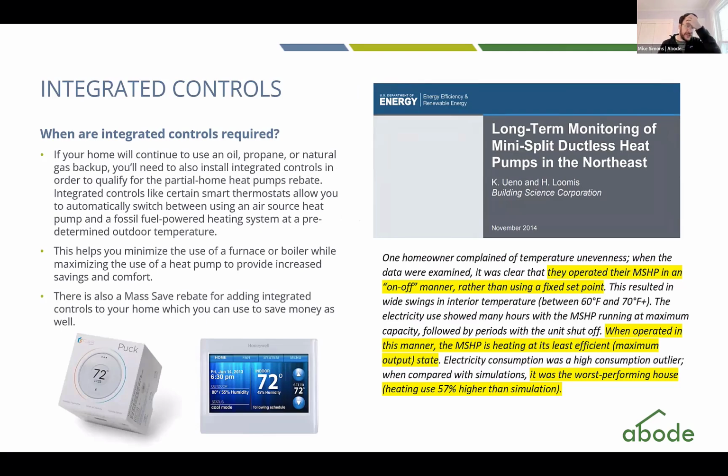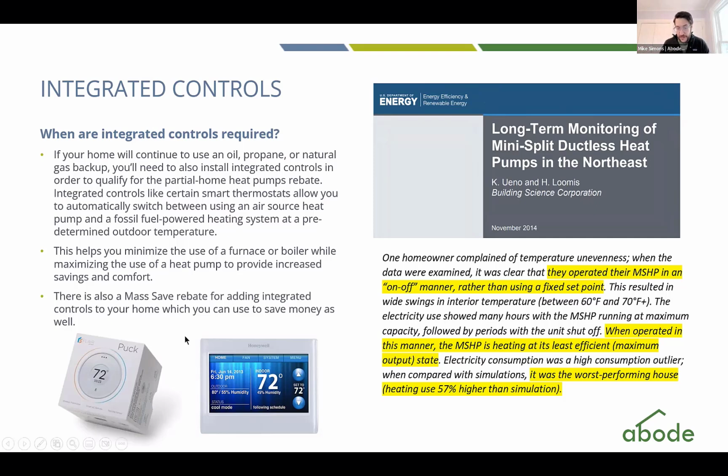So, okay, for integrated controls, I want to pivot back over and just talk about what these are and what these look like. So integrated controls are required in Mass Save land when you are putting in a dual fuel heat pump. When you have an existing fossil fuel based system, you're not moving 100% to heat pumps, Mass Save is looking for integrated controls.